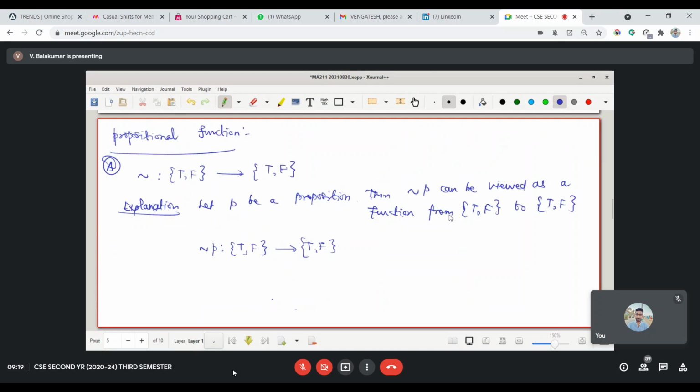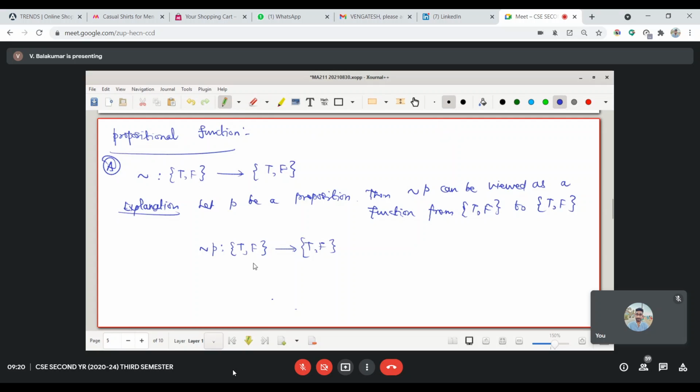Now, the next thing I'm defining is propositional functions. So far, we have done functions first. Also, we have seen what a proposition is. A proposition is a declarative sentence to which we can assign T or F, the truth value.